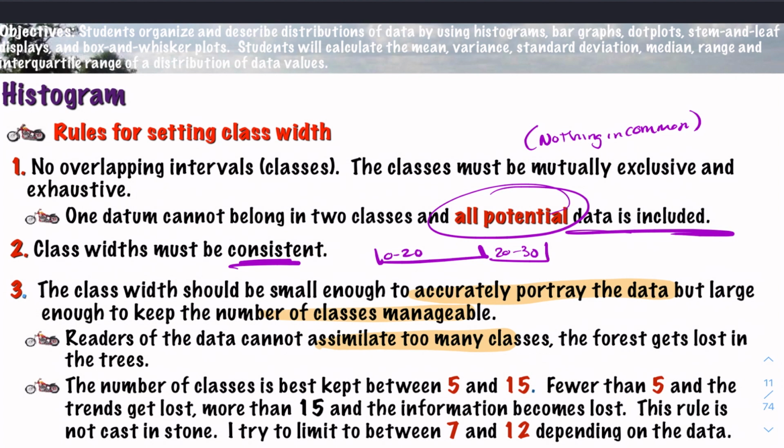So the number of classes is best kept between 5 and 15. Fewer than 5, and you lose all trends in the data. More than 15, and the information becomes lost. This rule is not cast in stone, though. So I try, in general, to limit between 7 and 12, depending on the data set.